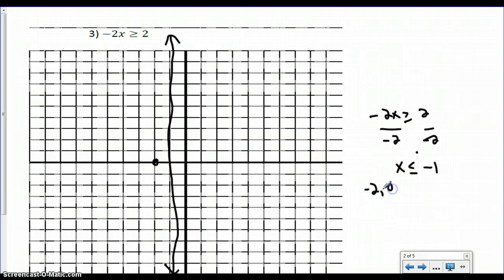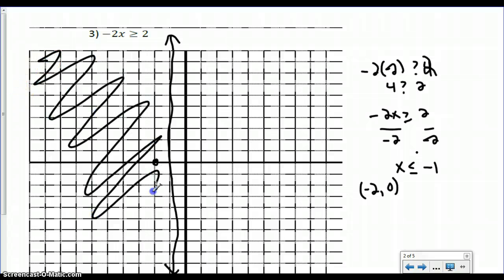Okay? And I'm going to plug it into the inequality. So if I do negative 2 times negative 2, it needs to be greater than or equal to 2. Now is 4 greater than or equal to 2? Yeah. So what's going to happen is I'm going to shade this part of the line. Anything on this side of the line is part of the solution.